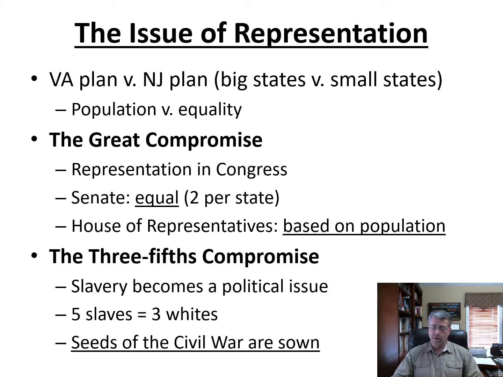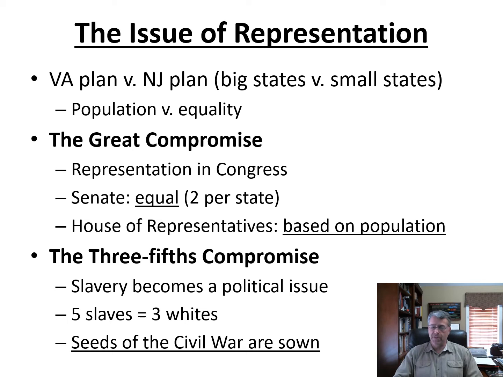So this is one of the first big issues that they have to overcome: how exactly are the states going to be represented in this newly formed federal government. So right away, two plans emerge, the Virginia plan and the New Jersey plan. And we can simplify this by saying it was basically the big states versus the small states. Virginia was a large state, large in territory, large in population, compared to New Jersey, which was relatively small in terms of both. So the big states versus the small states in terms of differing ideas on representation.